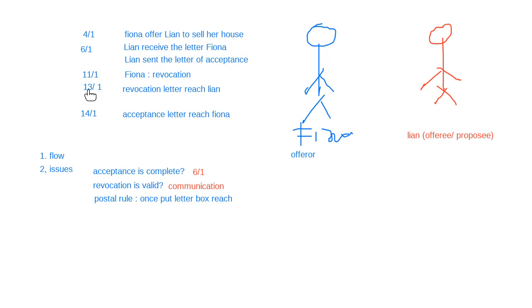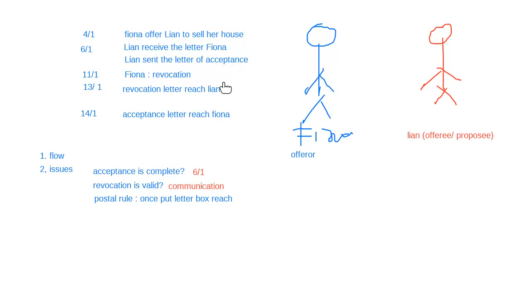Okay, you have to look at who sent first. And then you can see here, the acceptance letter reached Fiona very late. So there will be no issue even though the acceptance reached Fiona after the revocation. What happened when the acceptance letter reached Fiona on 14th of January? The communication of acceptance is still valid from 6th of January. That is the principal rule under the postal rule. Okay, so you can see in this case, the revocation is not effective. The acceptance is effective or complete on 6th of January.